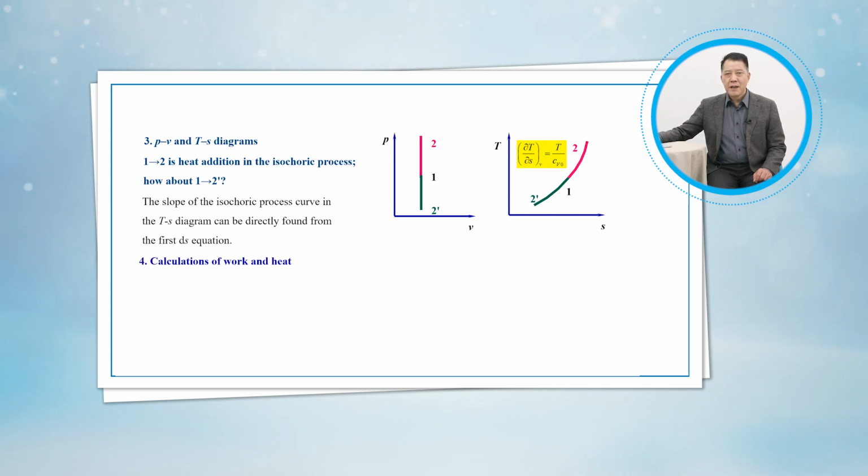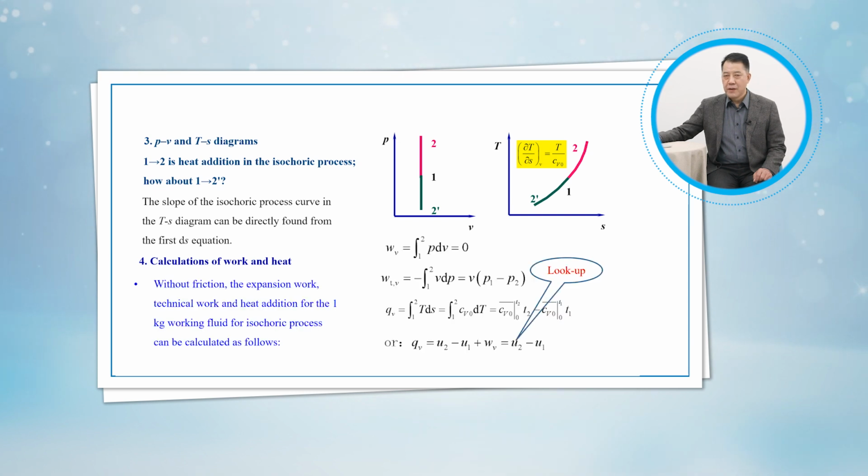Finally, let's talk about the calculations of work and heat in an isochoric process. Without friction, the expansion work, technical work, and heat addition for 1 kilogram of working fluid for an isochoric process can be calculated as follows, where the properties such as internal energies or pressures can also be obtained from the property tables.